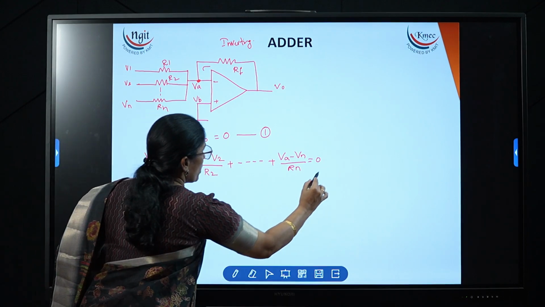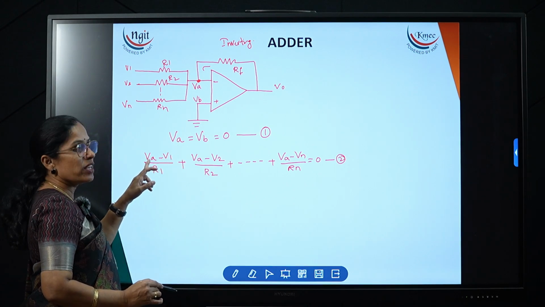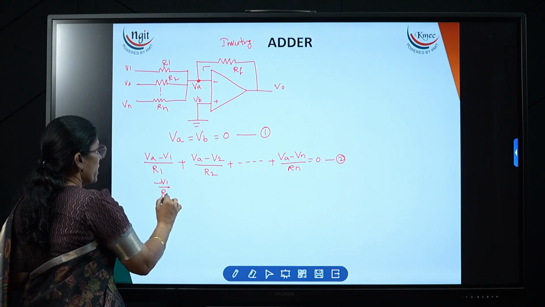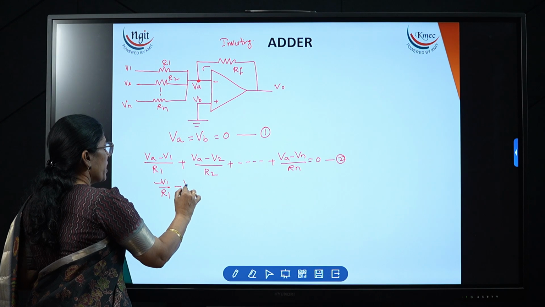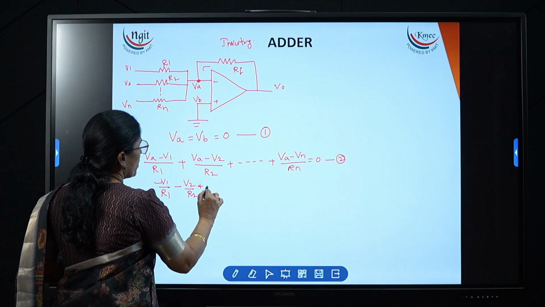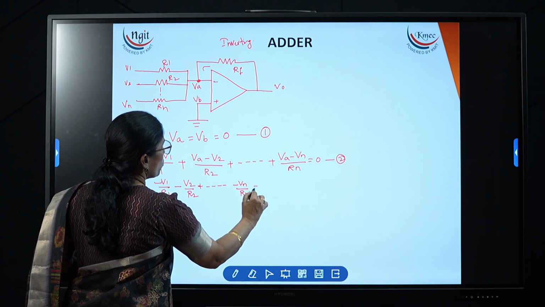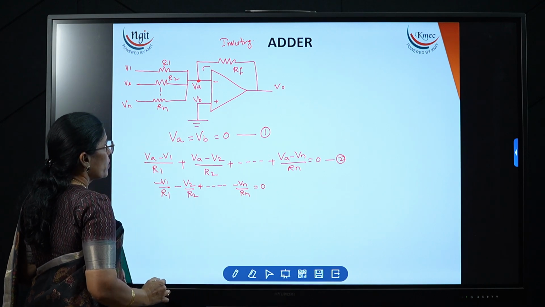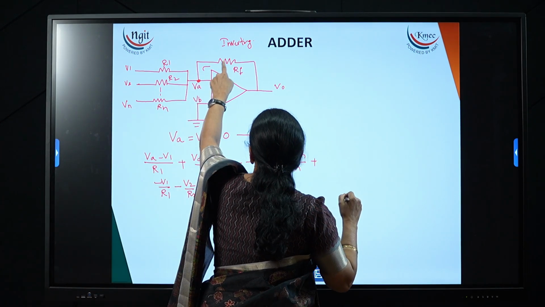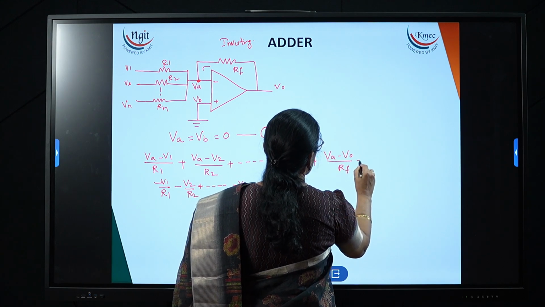This is equation 2. From equation 1 we can rewrite VA is equal to 0. Then what we get? Minus V1 divided by R1 minus V2 divided by R2 and so on, minus Vn divided by Rn is equal to 0. One more term I forgot here, plus we also need to write VA minus V0 divided by RF is equal to 0.